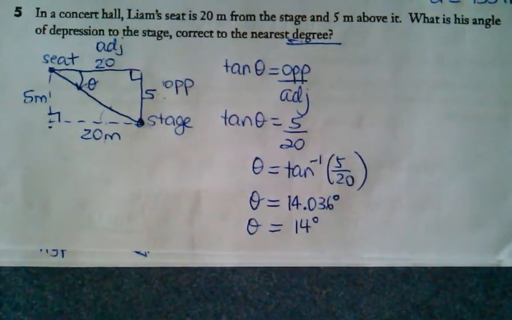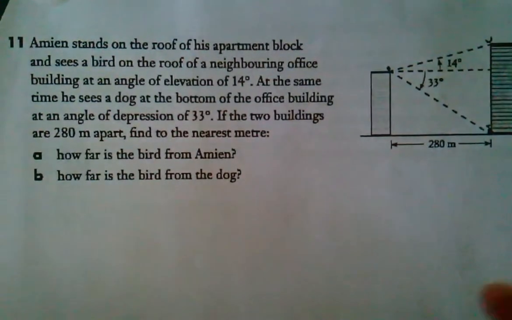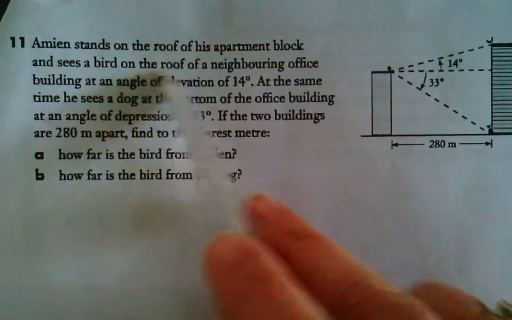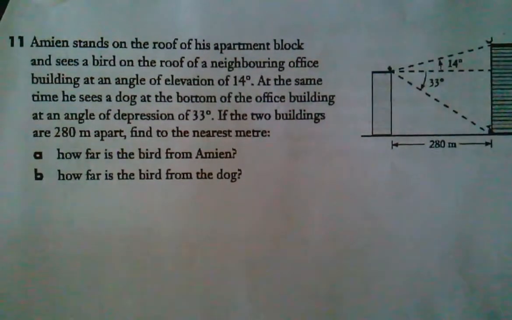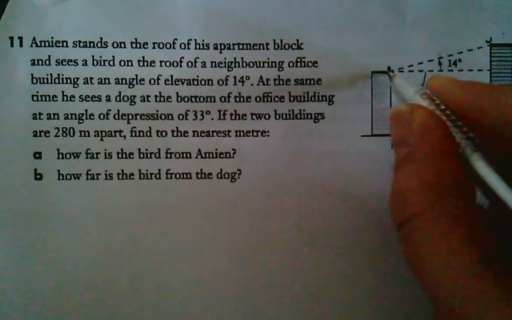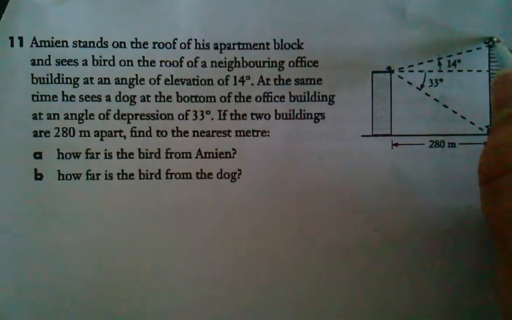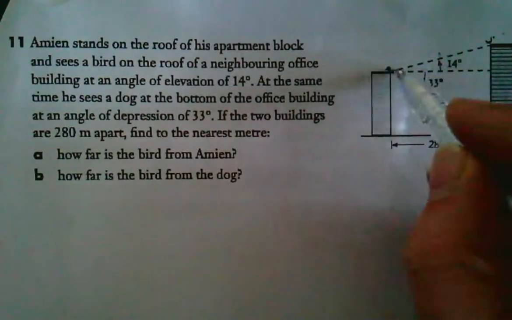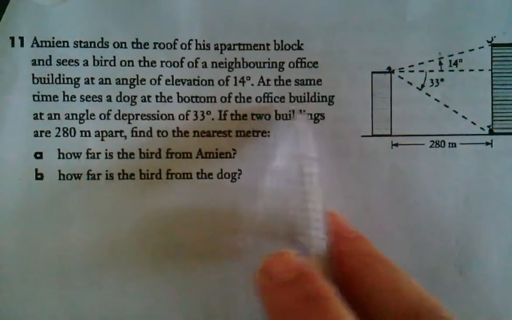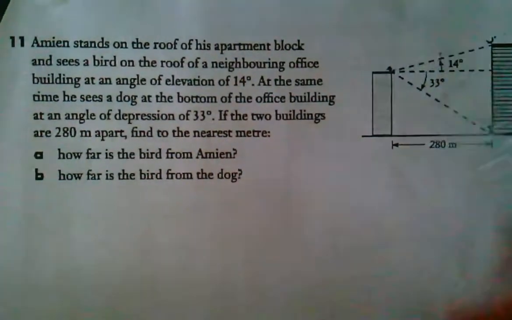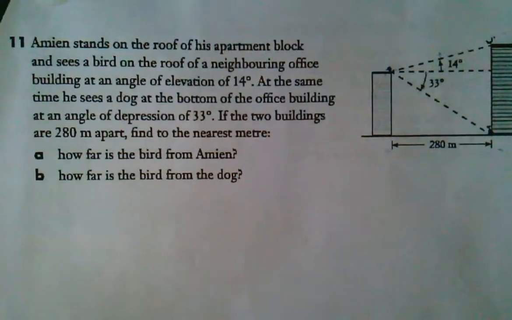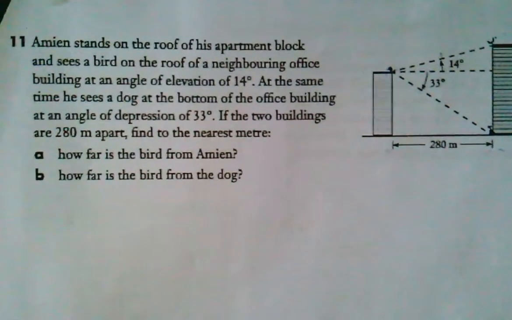To the nearest degree, that would be 14 degrees. Amiens stands on the roof, I'm assuming he's here, of his apartment block and sees a bird on the roof of a neighbouring office at an angle of elevation of 14 degrees. So he's here, he looks up, and this bird is at an angle of elevation of 14 degrees. And at the same time, he sees a dog, so he then looks down, a dog at the bottom of that same office building at an angle of depression of 33 degrees.